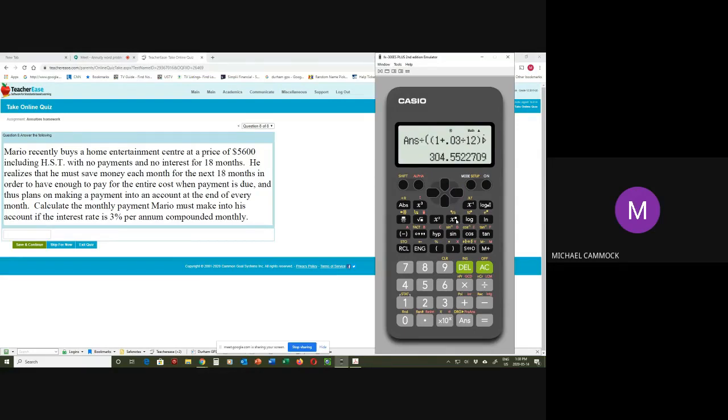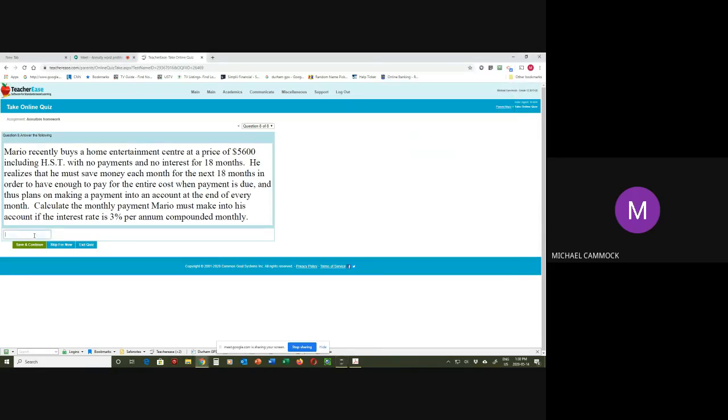Now remember what this answer is. That number that we're looking at is how much money he needs to put into his account every month for 18 months. So at the end of 18 months, he has $5,600. Okay? And that's what this number means. That 304.55 means bring that check to my investment person, whoever he is, invest it at 3%. After 18 months, I'll have my $5,600. I'm going to put that number in right here, $304.55.